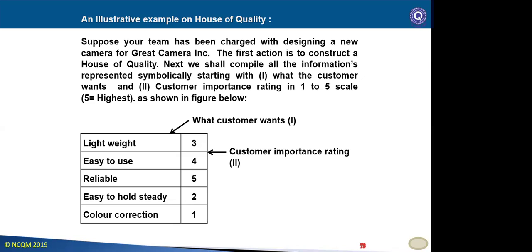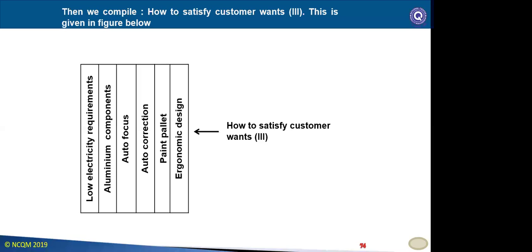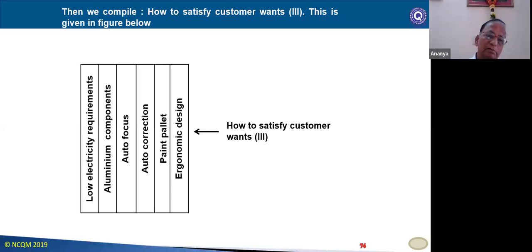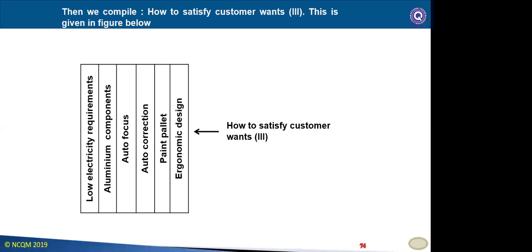Yeah, change to the next slide. Okay. Now, how to satisfy these requirements which were identified in the earlier slide? One way is that we can have low electricity requirements. Now, is there a relationship between the requirement and this?